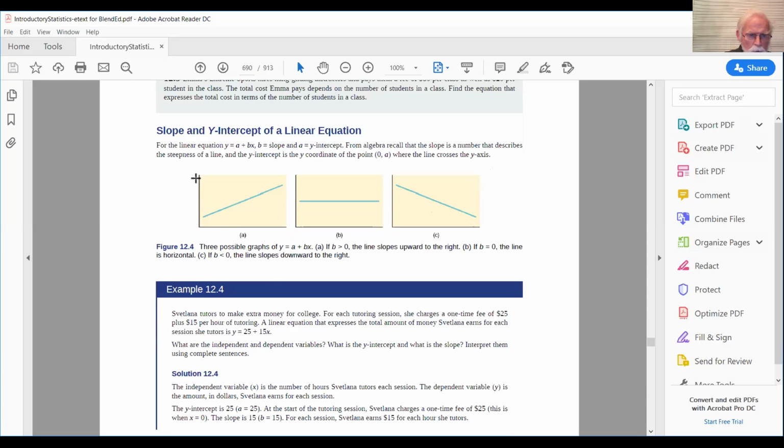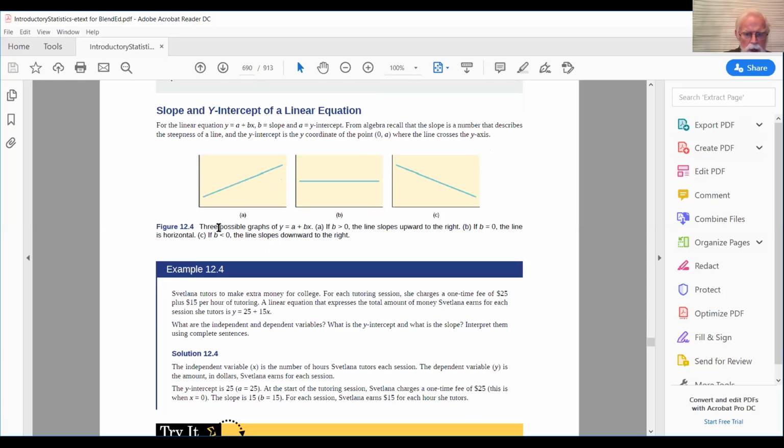The y-intercept is at x equals 0. We know what the a value is there, and we can use the equation then to calculate a second point, and then we know what a straight line is. So that's all we ever need to draw a straight line.